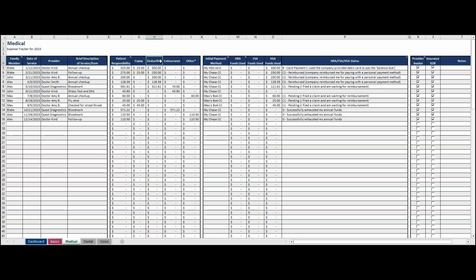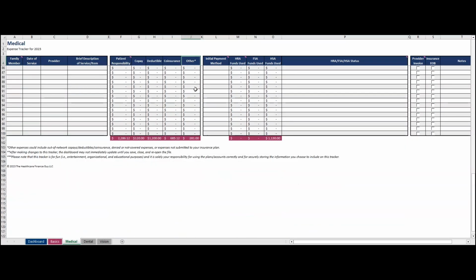Deductible is the amount of money you have to pay out of pocket before your insurance kicks in or before coinsurance kicks in. Coinsurance then is the amount that you are required to pay after your deductible is met. It's usually a small percentage, like 0, 5, 10, or 20% of the expenses. Other could be many things. If you scroll all the way down at the bottom of the chart, you'll see a note here. It could include out-of-network copays, deductibles, coinsurance, denied or not covered expenses, or expenses not submitted to your insurance plan.